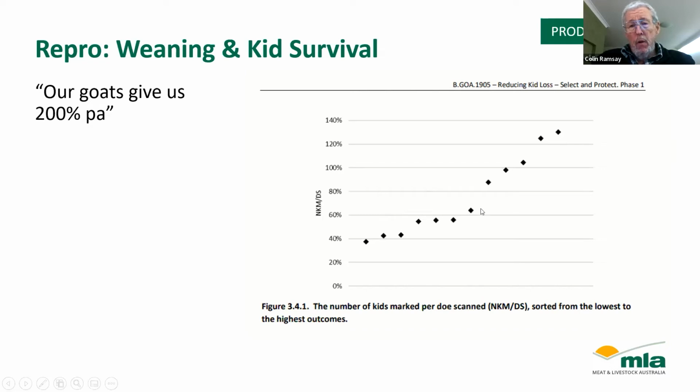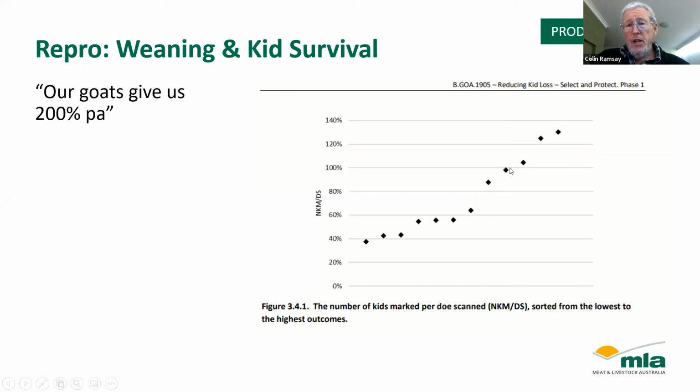Half the dozen enterprises that they studied had kidding rates between 40 and 60% of the does scanned. I can't remember precisely what the does scanned, but they would probably have scanned 180 to 200%, I'd suggest. So for those people, there was a massive drop from scanning, from number of fetuses to kids weaned.